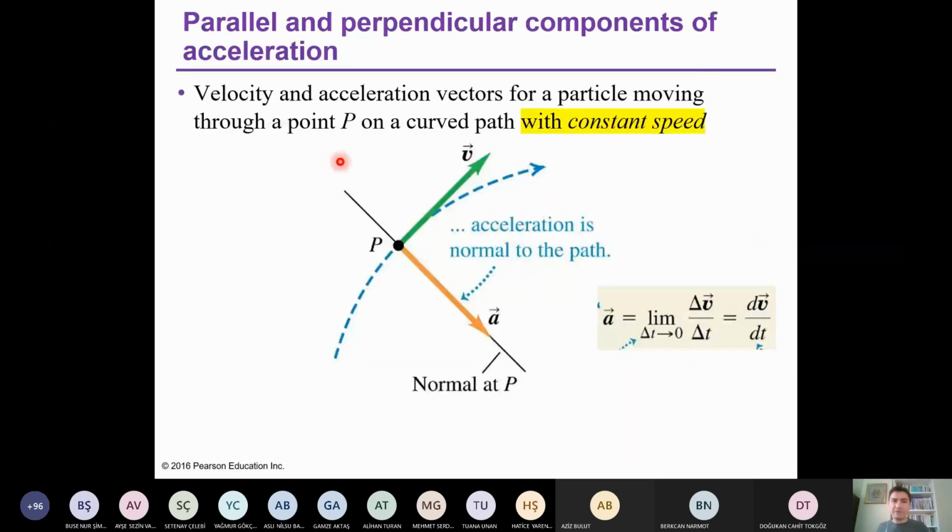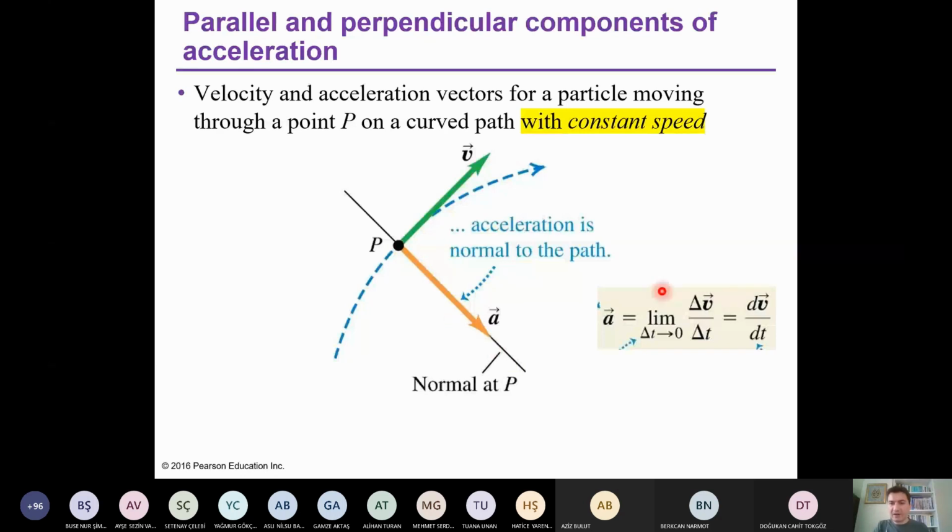Let's consider that we have a constant speed. We have a path like this, a curved path, and then we have a constant speed. So here the direction of the instantaneous velocity is like this, and it is always tangent to this curved path. But the acceleration is parallel along the normal here at point P, okay? From the curve to the center, let's say. This is the direction of the acceleration. So how to do that?